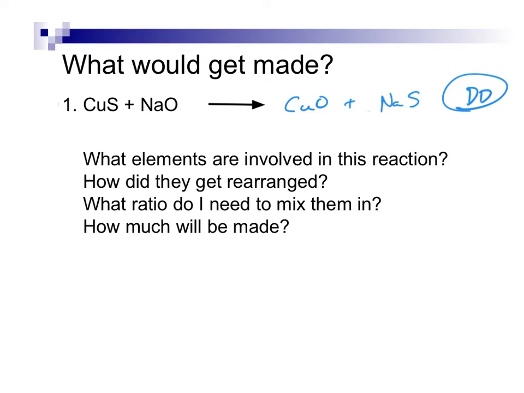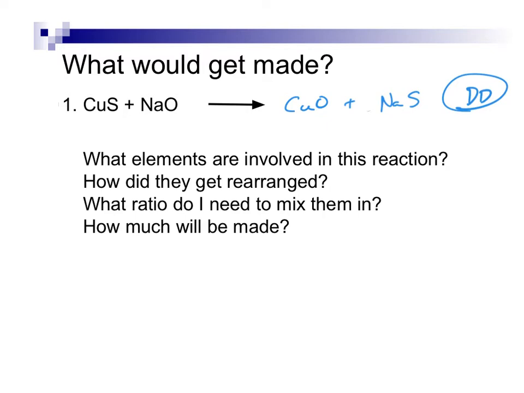So to answer our questions down below, what elements are involved in this reaction? There's copper, sulfur, sodium, and oxygen. How did they get rearranged? They got rearranged in that double displacement pattern. First goes with last and third goes with second. What ratio do you need to mix them in?